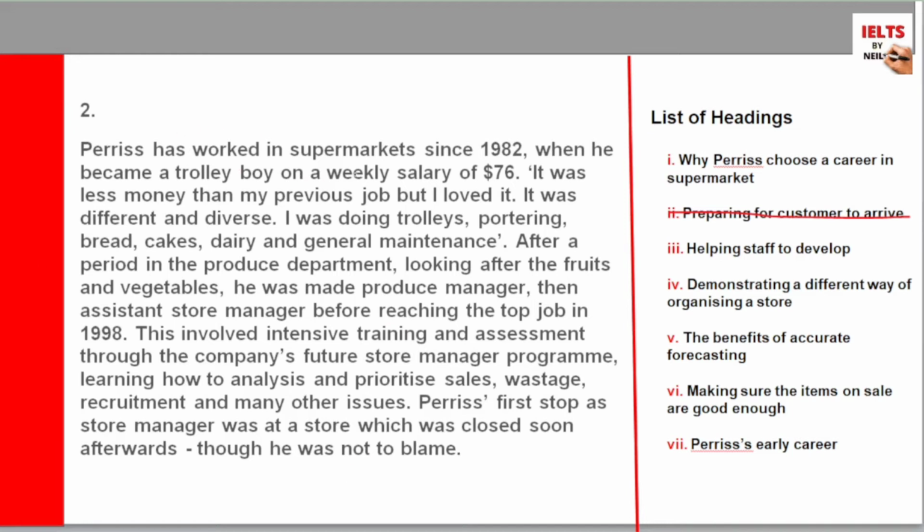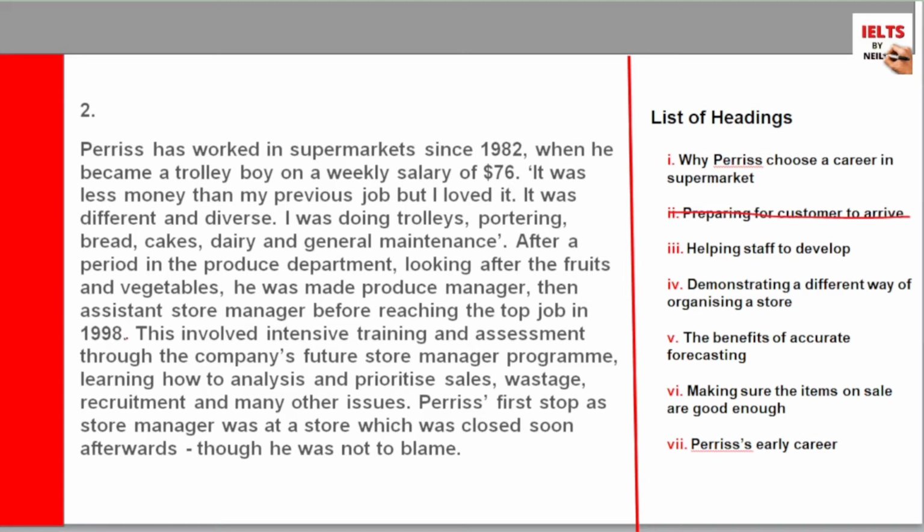Paris has worked in supermarkets since 1982, when he became a trolley boy on a weekly salary of $76. It was less money than my previous job, but I loved it. It was different and diverse. I was doing trolleys, pottering, bread, cakes, dairy, and general maintenance. After a period in the produce department, looking after the fruits and vegetables, he was made produce manager, then assistant store manager, before reaching the top job in 1998.